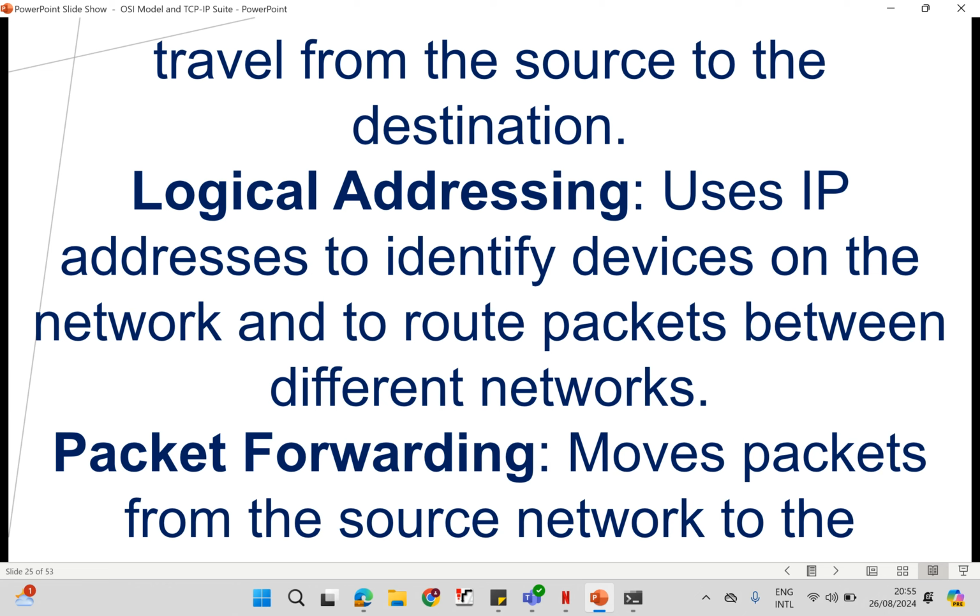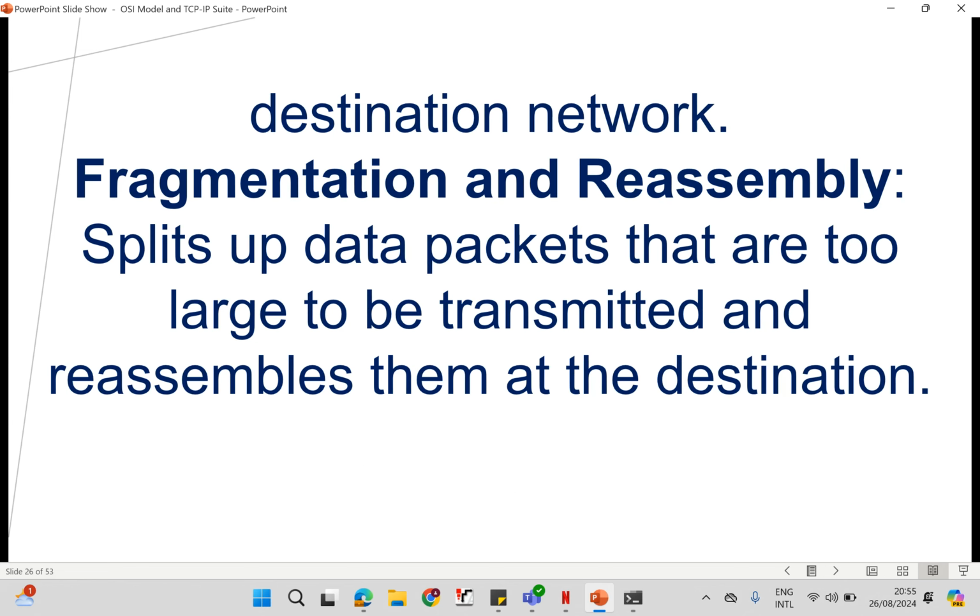So remember, we said this over and over again. The only means through which you can identify a device on a network is through IP address. How will I be able to know? You begin to ping. You can ping using the internet protocol to be sure that a device is on the network. Packet forwarding moves packets from the source network to the destination network.